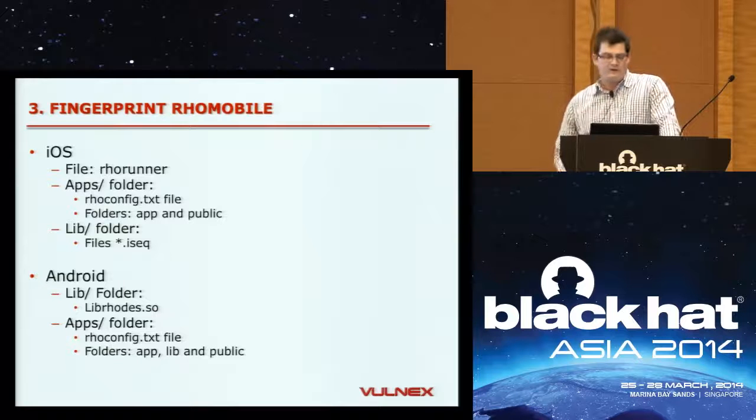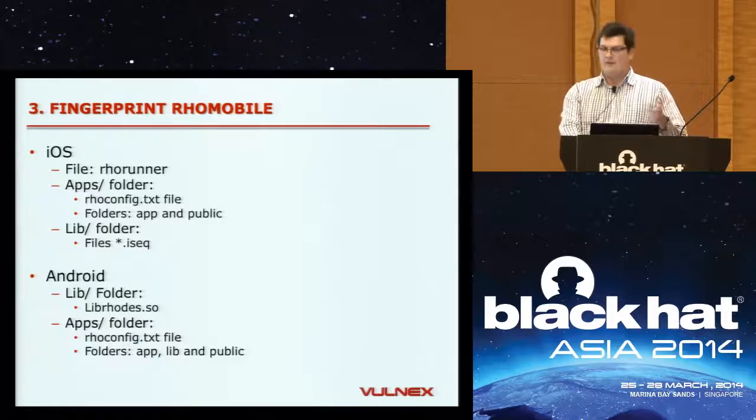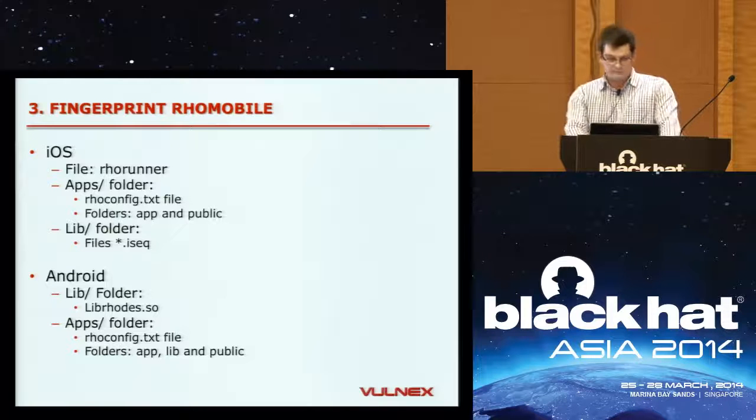And for Android, same thing. We look for the lib folder, and then we can find the librhodes library. We can also look for the apps folder, and inside the app folder we can find the rhoconfig file and folders like app, lib, and public. That will tell us this is a Rhomobile application.